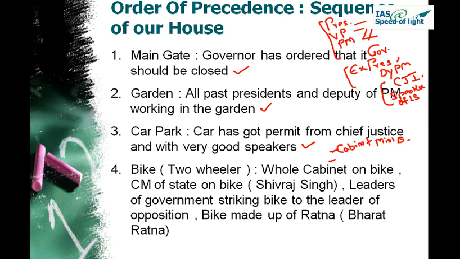So Chief Minister of State on the bike, that is Shivraj Singh sitting on the bike. So the order is now Chief Minister of State in his own state. That thing is very important. The Governor here, the first position in the mnemonic after the PM, was the Governor in his own state.